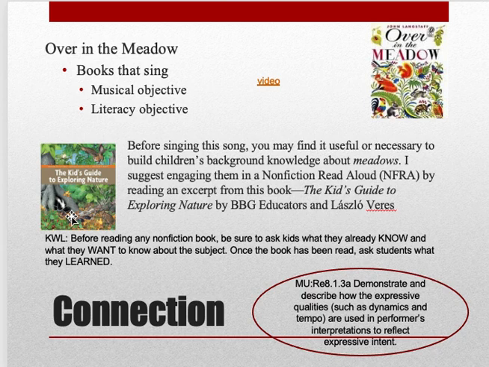It's also a great idea for you in your classroom, before you ever read the Kid's Guide to Exploring Nature excerpt, to ask the kids, does anybody know what a meadow is? And if anybody does know what a meadow is, share what they know about a meadow. And maybe ask them what they want to learn about a meadow before you start reading the excerpt. And then when you're done with the excerpt, go back and ask them, okay, what did you learn? That strategy is called KWL: know, want to know, and learn.